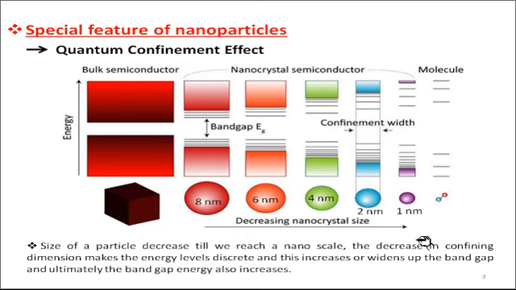This confinement of a randomly moving electron within a small area creates discreteness among energy levels, or you can say discrete energy levels. This discreteness is mainly visible only at below 10 nanometer particle size, which of course adversely affects the electronic and optical structure of nanoparticles.